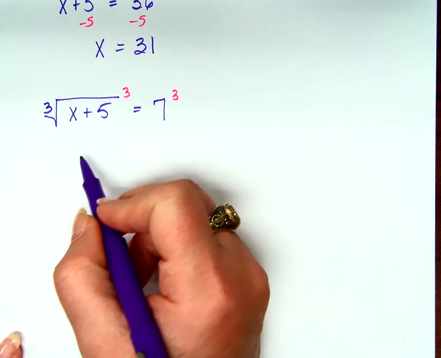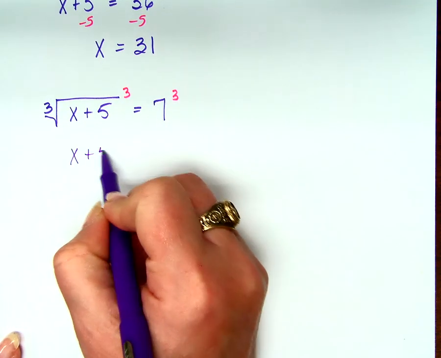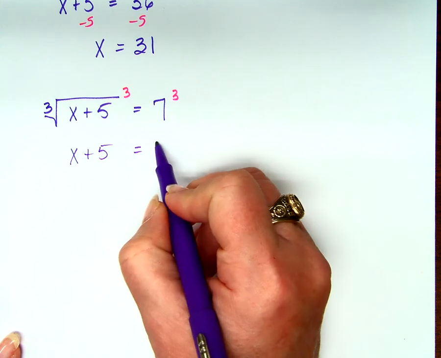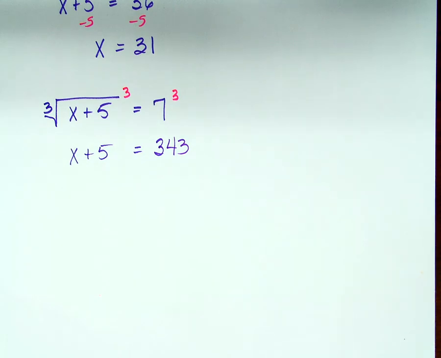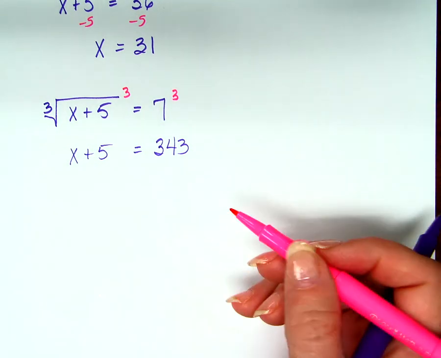What's left on the left-hand side? X plus 5. What's left on the right-hand side? 343, right? Oh, you knew that off the top of your head? Sorry. Oh, use the calculator. Okay. Even if you did know it off the top of your head, that's awesome. But if not, it's also awesome because we know how to use our calculator, right? To get the information we need. What's left to do?